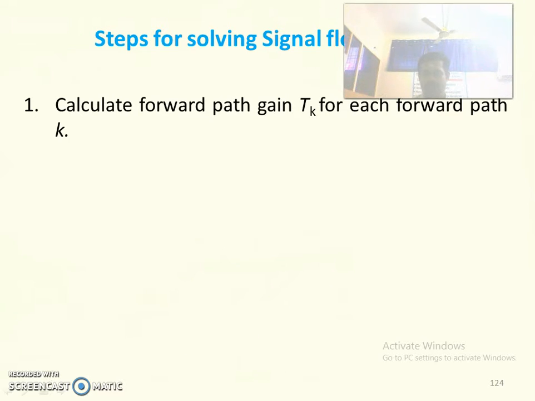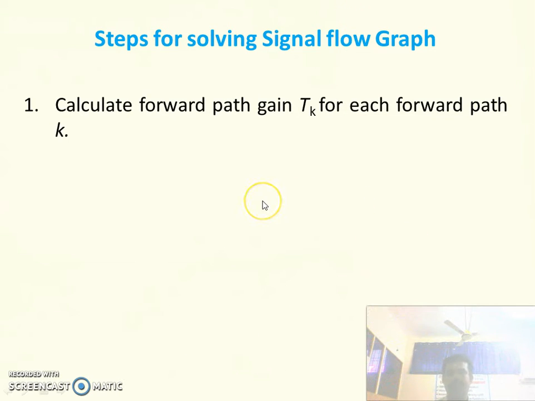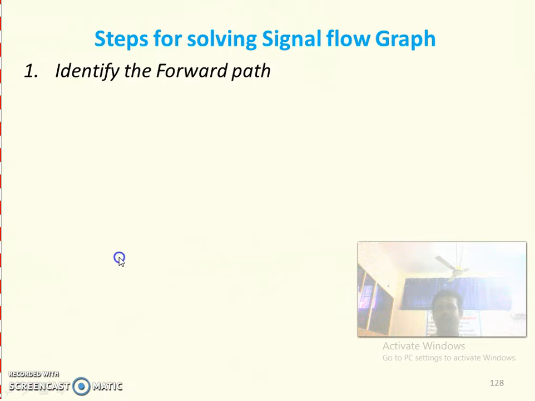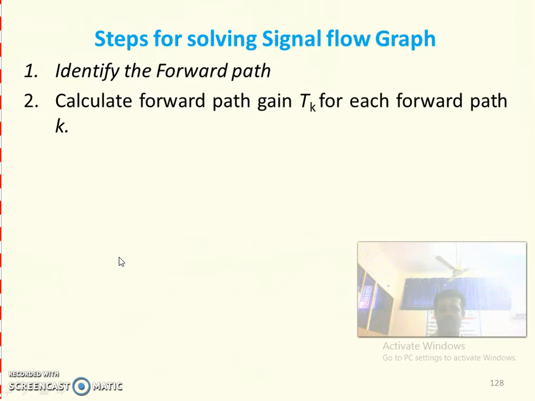Now the steps for solving the signal flow graph. Step 1 is to identify the number of forward paths. We must first find out how many forward paths the particular signal flow graph has. Second, we have to calculate the forward path gain Tk for each forward path k.